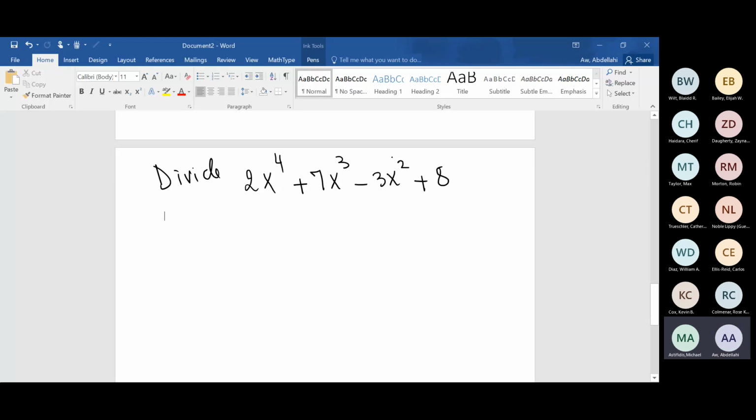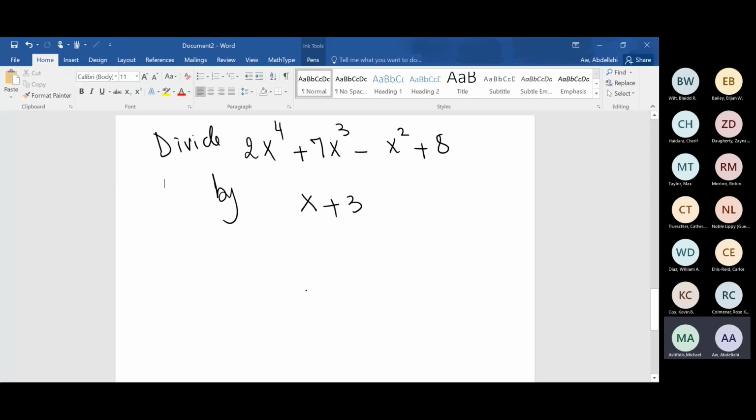Let me remove this right here. Minus only x squared. Minus x squared plus 8 by x plus 3. Using the synthetic division, everybody, go ahead and tell me what's going to be the remainder. To see if somebody is right, I want to know the remainder, this last number right here.